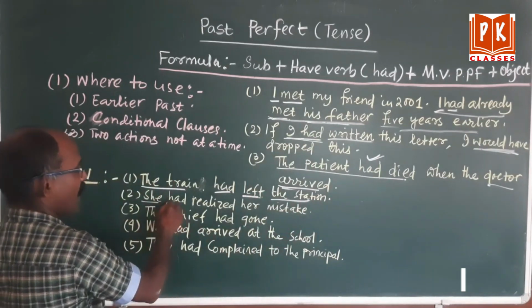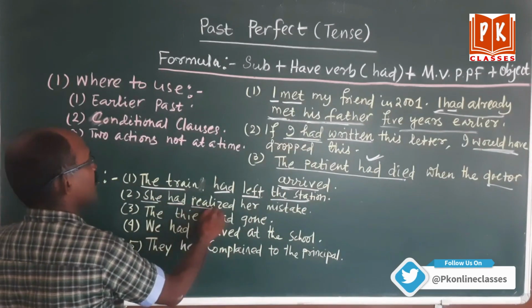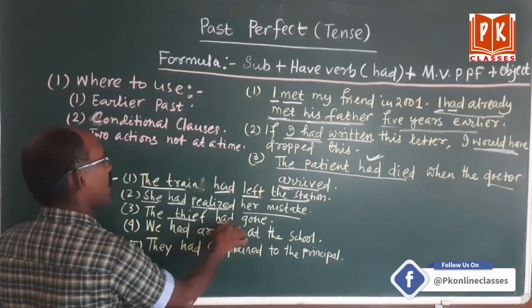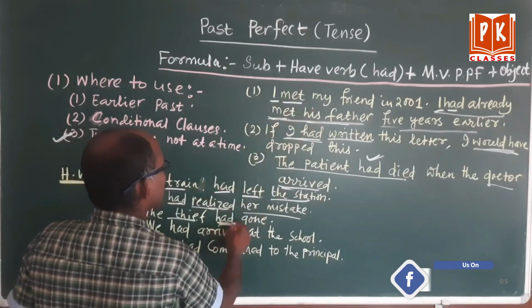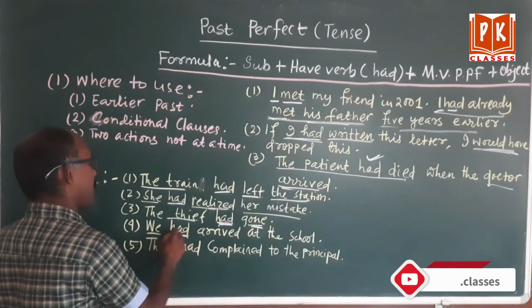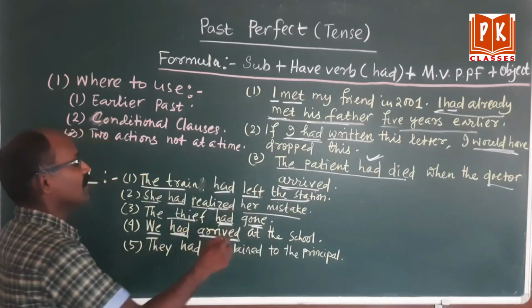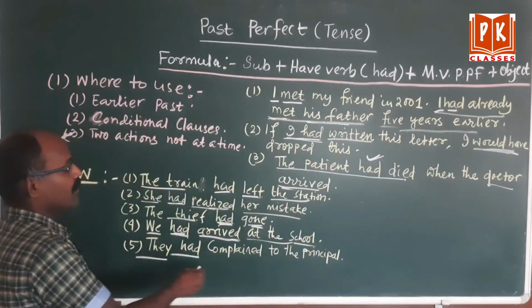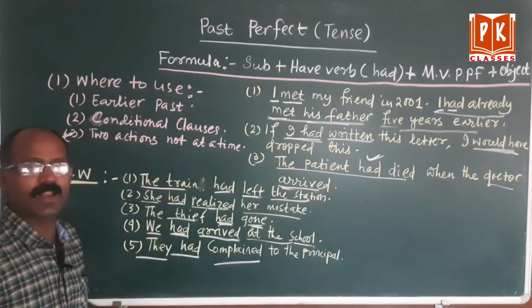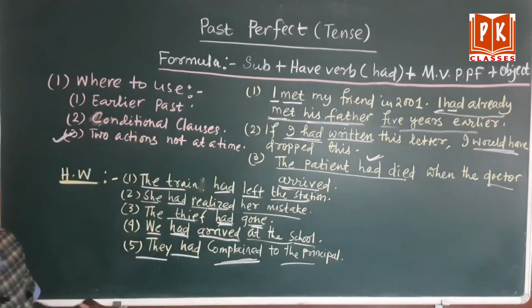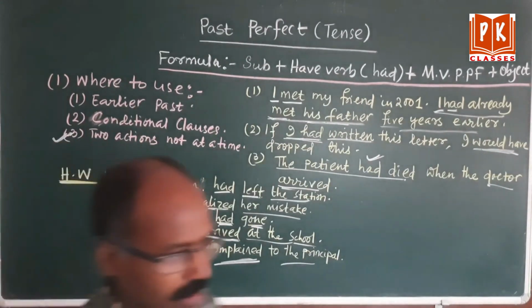Then like that, see: subject, had (have verb), then realize (third form), then object. Then the thief: subject, had (have verb), see, have verb, had, then gone: go, went, gone. Okay, we: subject, had (have verb), then arrived (third form), then object or the complement. Or the subject, had, have verb, then complained, third form, then object. Okay, but our work is to know where I kept the duster. Okay, here is my duster.